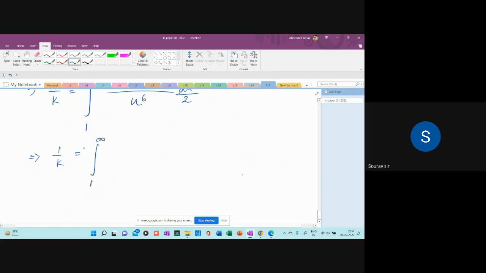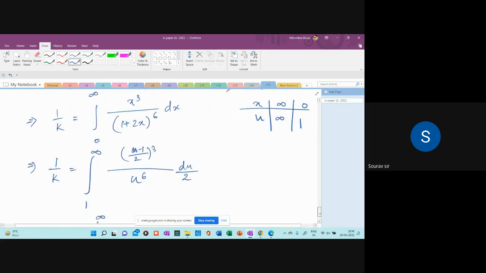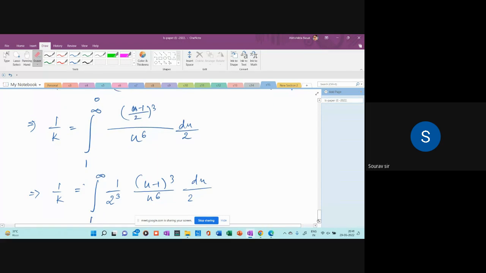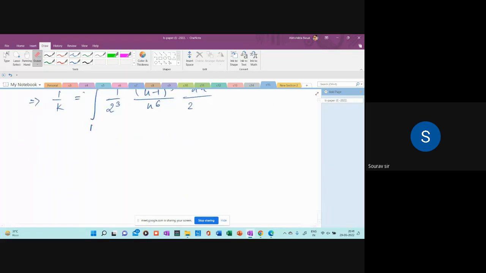1 to infinity. So this is basically 1 by 2 to the power cube, (u minus 1) whole cube by u to the power 6 into du by 2. Sorry, not 2 cube, it's du by 2. So let's change this, and 1 by k is equals to, and we can actually take this over here, 2 cube.